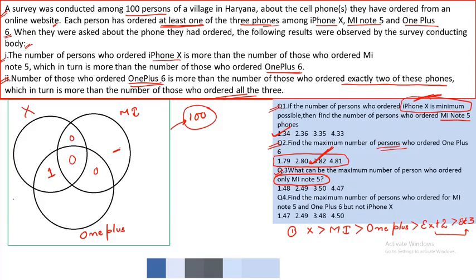Okay. Now in order to maximize, let's try to use the options. The maximum possible value over here is 50. So if I give 50 over here, what I'll have to put over here at iPhone X, or only iPhone X, is 49, and if I put 49, I'll not be able to satisfy the given condition. So 50 will definitely not work.